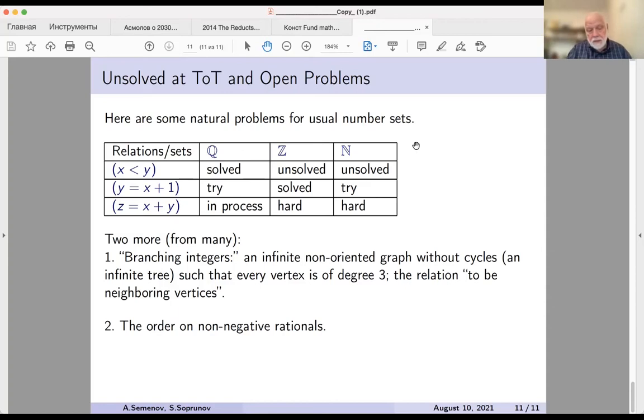any element, any vertex of this graph has just 3 neighbors. And another problem is the order of non-negative rationals.